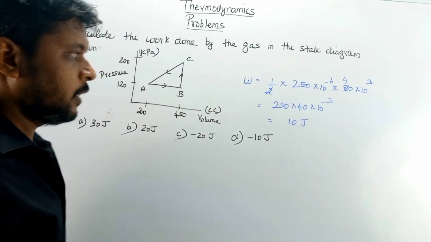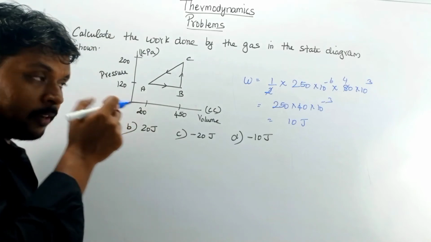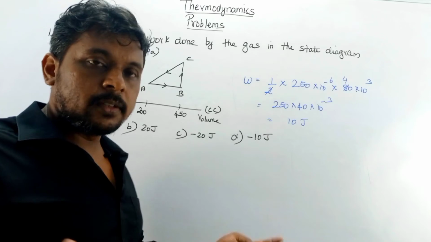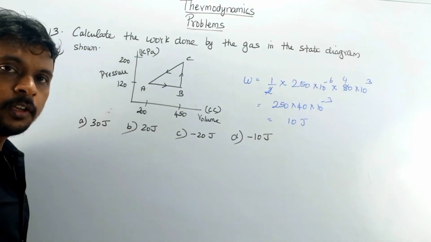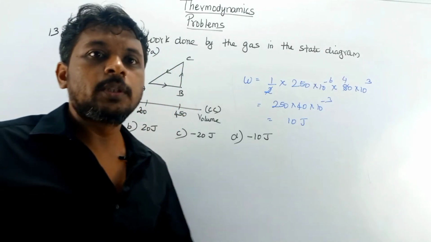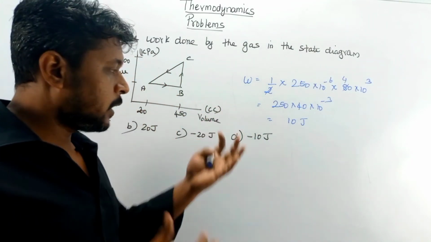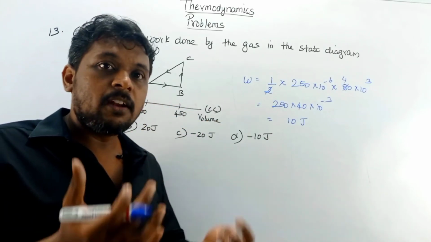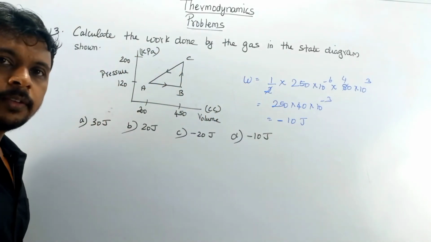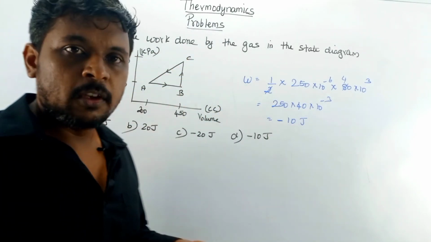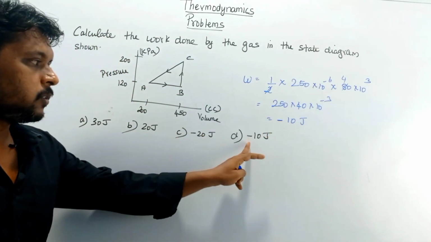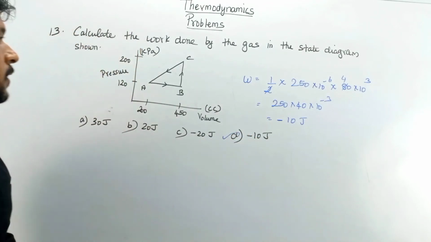Now we have to think whether it's plus or minus. To decide whether it is minus or plus, we have to see the arrow mark direction. Here, this arrow mark direction is anti-clockwise. This anti-clockwise direction represents that it is a work consuming process, or work is done on the system. So the value will be minus. If it is clockwise, it means work producing, or work is done by the system. So here it is minus, so option D is the right answer.